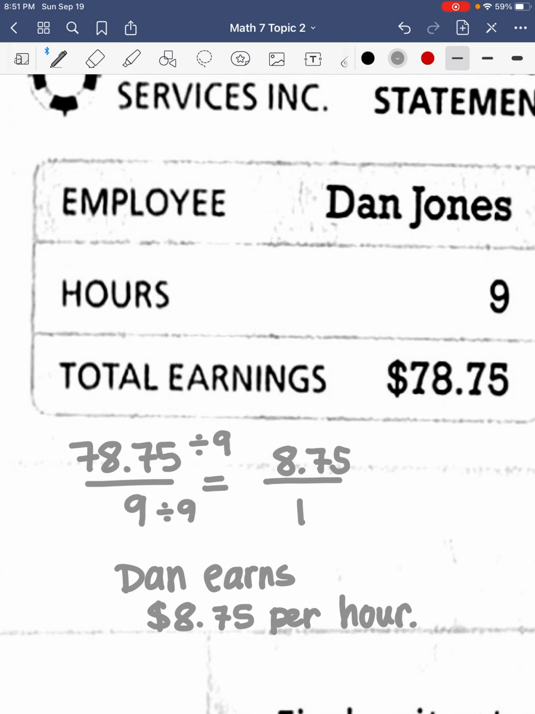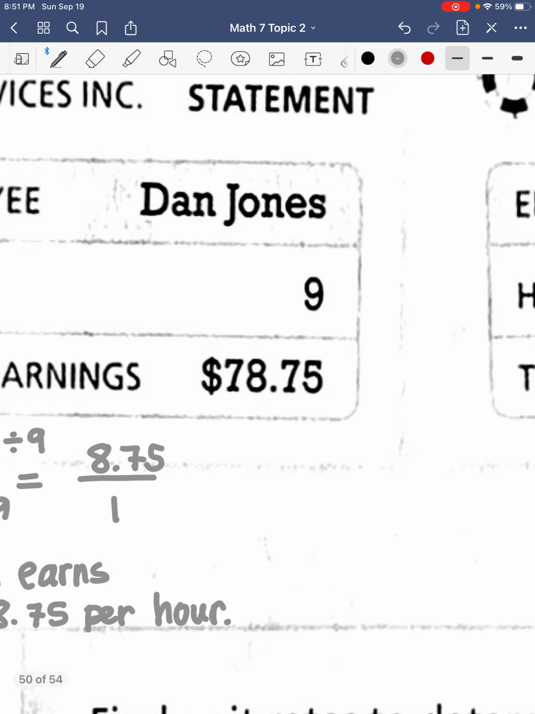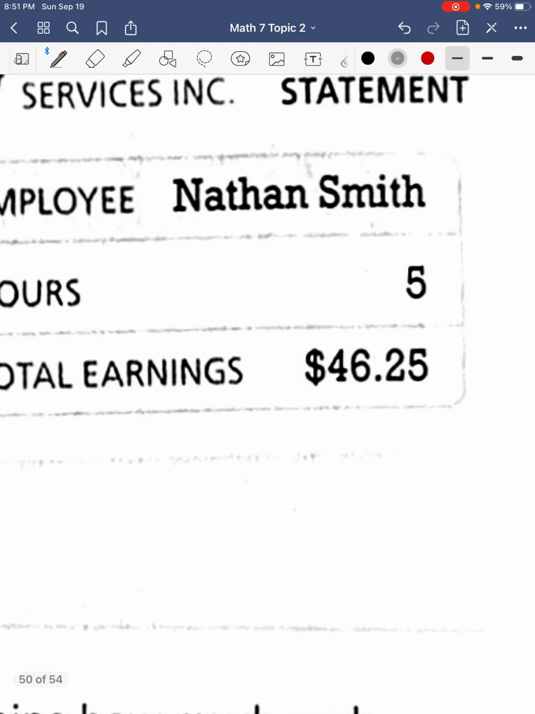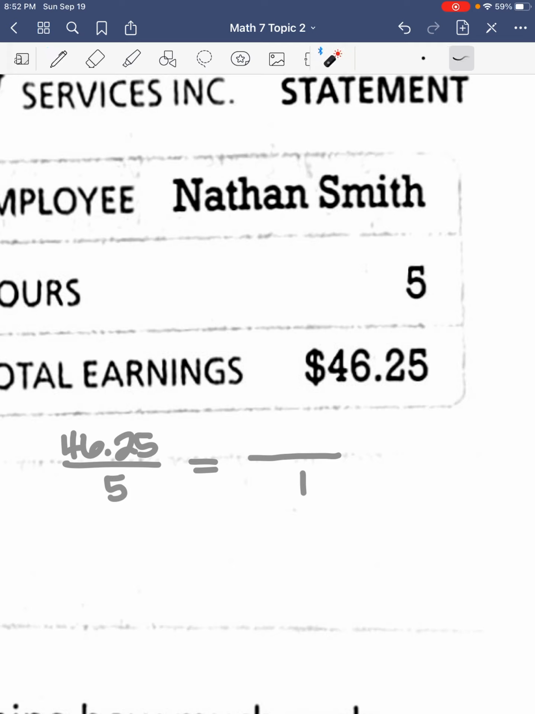Now let's compare that to Nathan. Nathan earned $46.25 when he worked for 5 hours. So we're going to find out how much he earned for working just 1 hour. Again, we're going to ask ourselves, how do I go from 5 to 1? Well, I would divide by 5. And if I do that on the bottom, I have to do the same thing on the top.